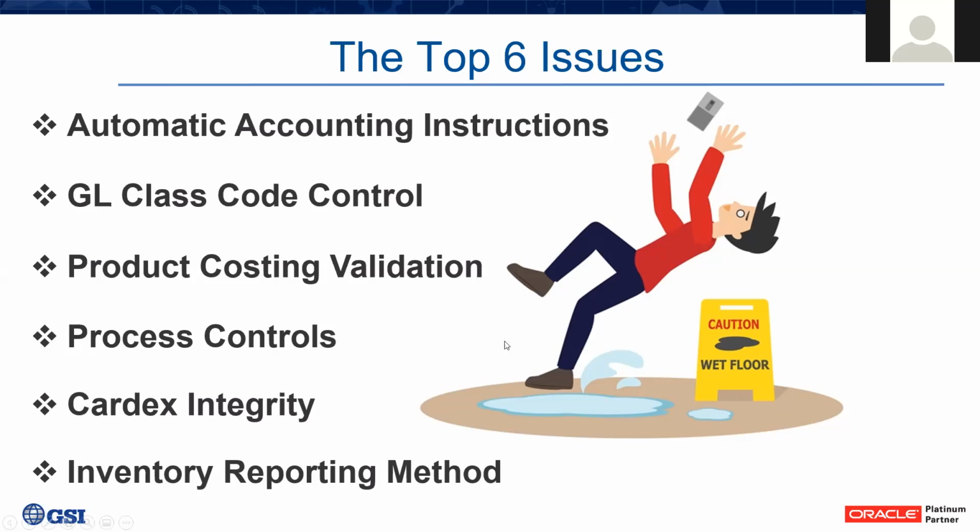And then finally, how am I reporting inventory in the first place? Am I taking a snapshot at month end?